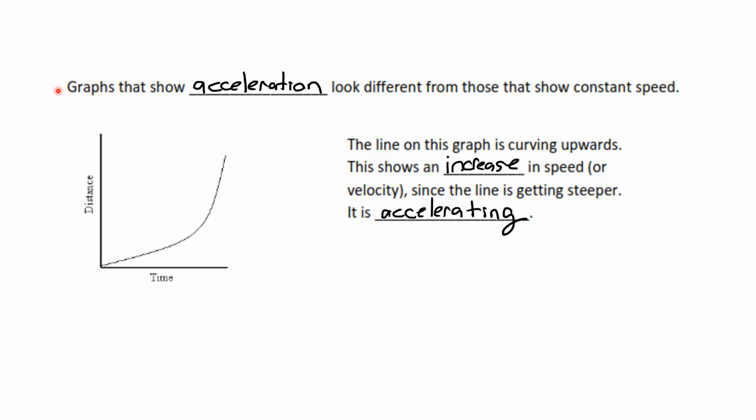Next, we look at a distance-time graph that shows acceleration. Graphs that show acceleration look different from those that show constant speed. The line on this graph is curving upwards like this. So this is not constant speed. This shows an increase in speed or velocity since the line is getting steeper at this point here. So this means it is accelerating.